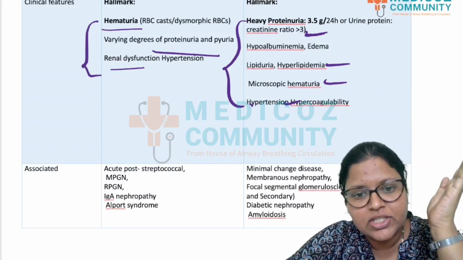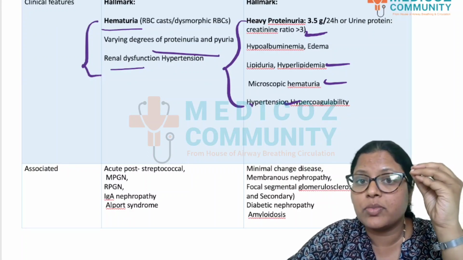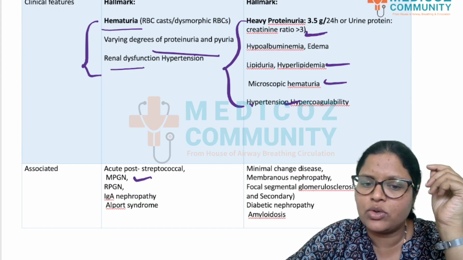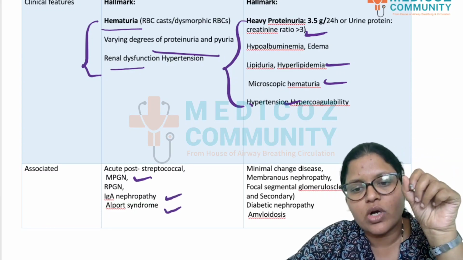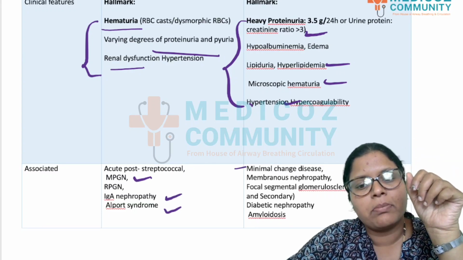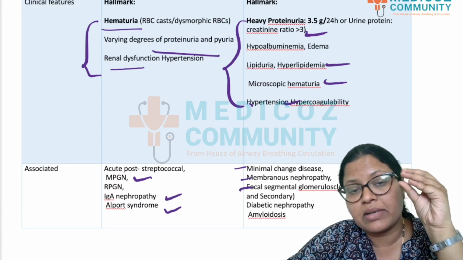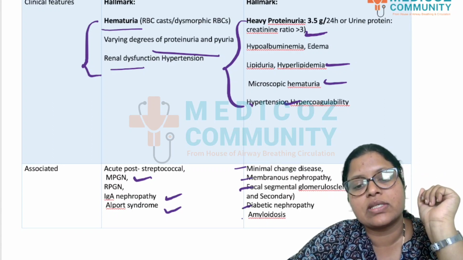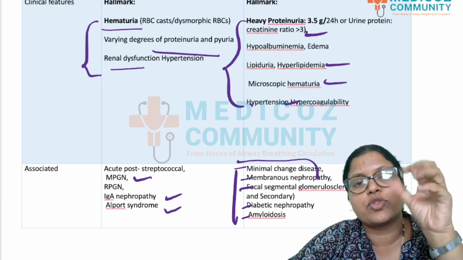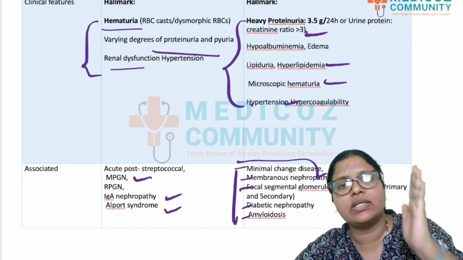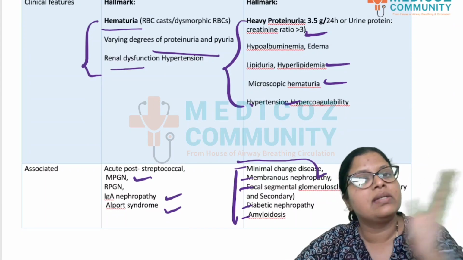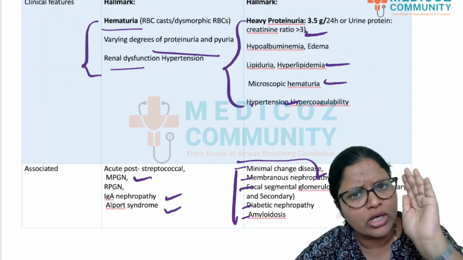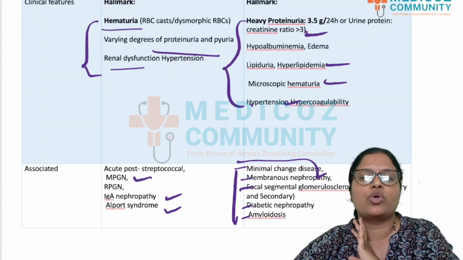Associations: APGN, MPGN. Now, MPGN is the most common cause of nephritic syndrome. I'll do all this in detail. But what we were saying, minimal change disease, membranous, FSGS, diabetic nephropathy and amyloidosis. These are the causes for nephrotic syndrome. So, when you do renal, you need to know what are the conditions which cause nephritic syndrome, nephrotic syndrome. That is the main important thing, and with this you can rule out all other options.